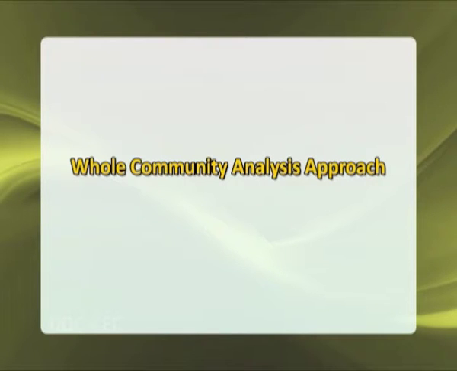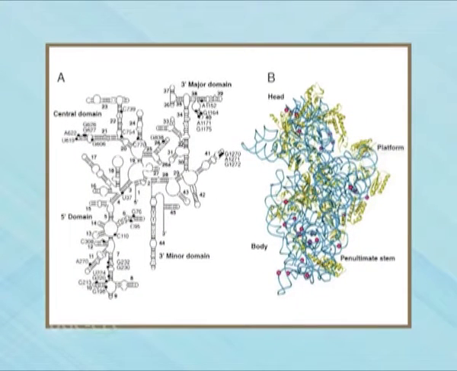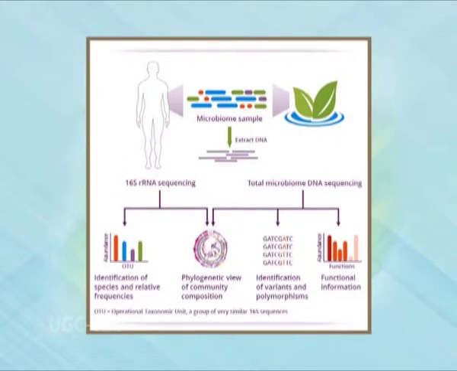Now let's understand another important analysis method, the whole community analysis approach. Sequence analysis of 16S rRNA genes is commonly used in most microbial ecological surveys. However, being a highly conserved molecule, the 16S rRNA gene does not provide sufficient resolution at species and strain level. Whole genome molecular techniques offer a more comprehensive view of genetic diversity compared to PCR-based molecular approaches that target only a single or few genes.